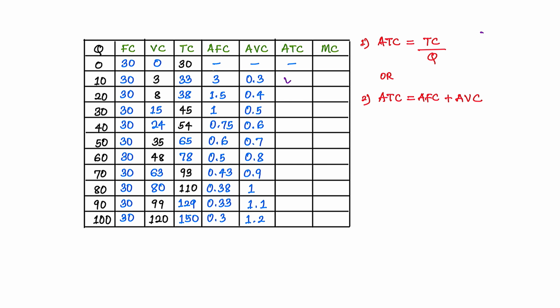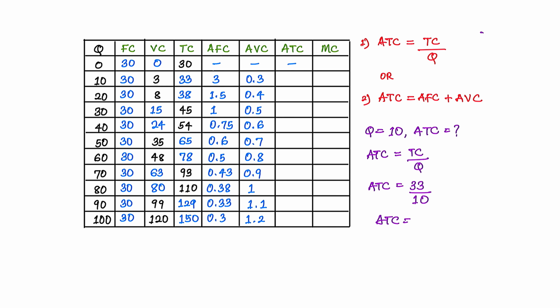Next is the calculation of this box of the average total cost. At this point on this box, we know that the quantity equals 10 and we are trying to calculate the average total cost. We know that average total cost equals the total cost divided by the quantity. So that means average total cost is equal to the value of the total cost when output is 10, which is 33. So we have total cost is 33 divided by the output 10.